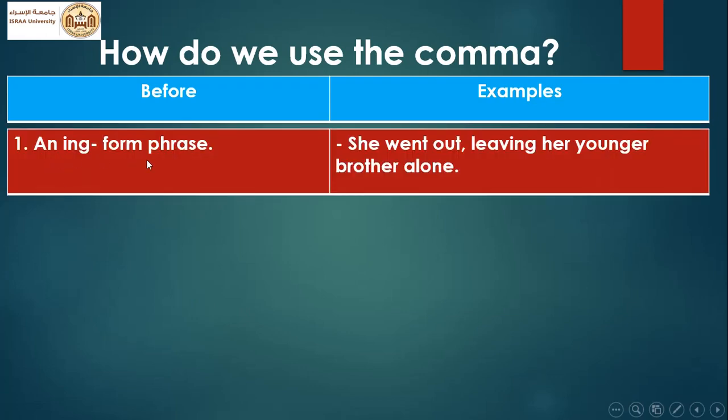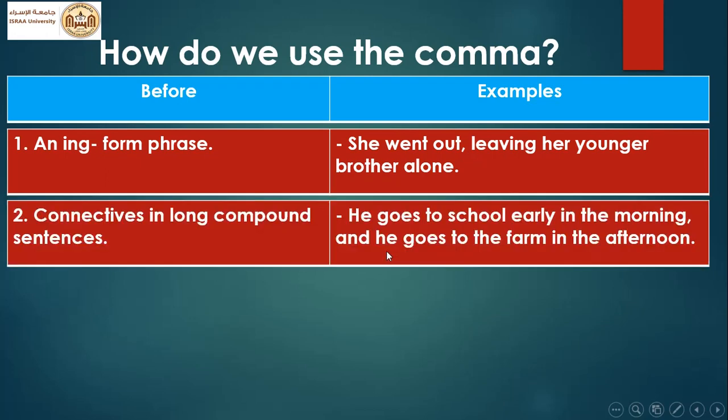Number 1, an ing form phrase. Look at the example. She went out, comma, before it, leaving her younger brother alone. Leaving, this is ing form. The verb leave plus ing preceded by a comma.